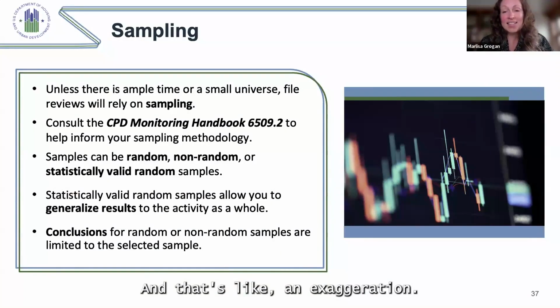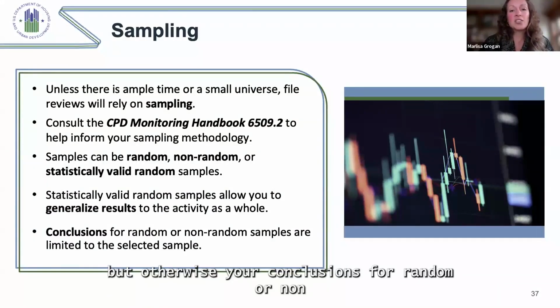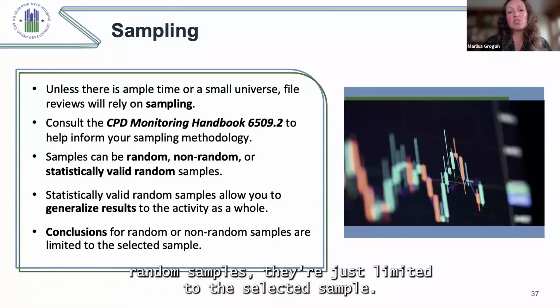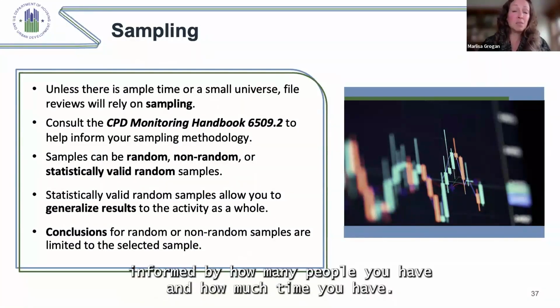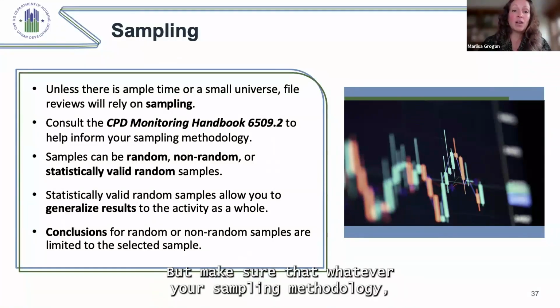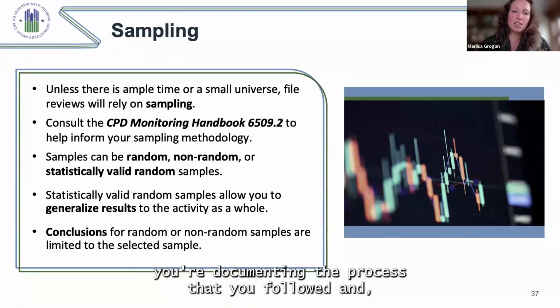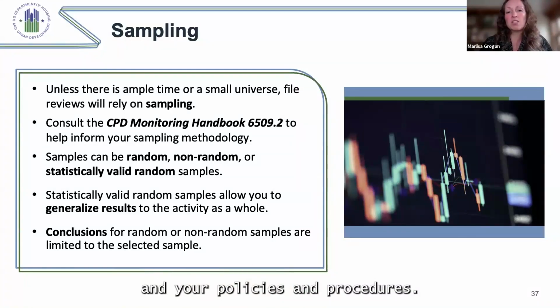And that's an exaggeration, but you need to look at enough files for it to be generalizable. Otherwise, your conclusions for random or non-random samples are just limited to the selected sample. So you pick a certain number, largely informed by how many people you have and how much time you have, and then you can make a conclusion based on what you're finding. But whatever your sampling methodology, make sure you're documenting the process that you followed and the sampling methods that you are using and prescribing for your staff in your policies and procedures.